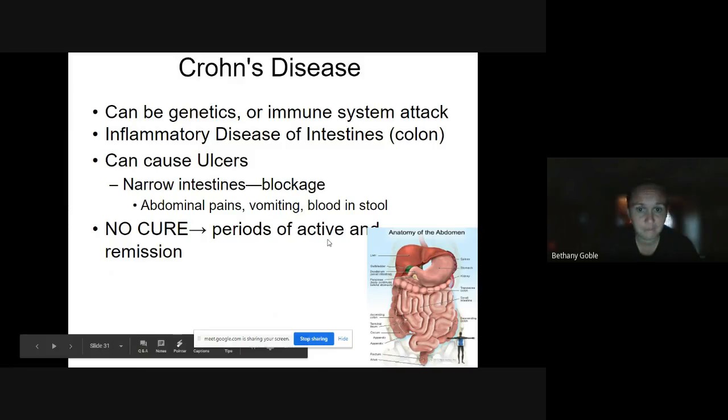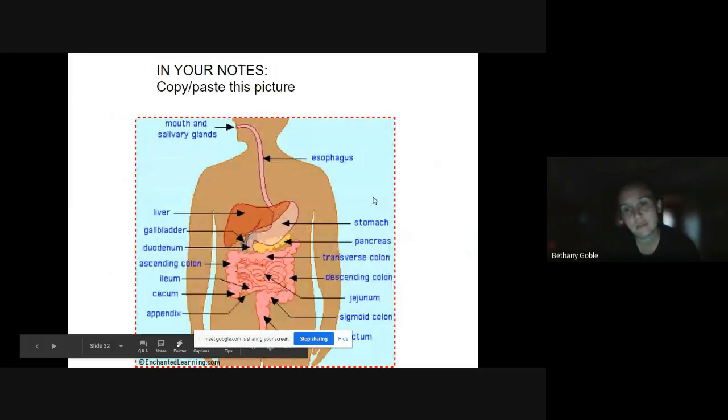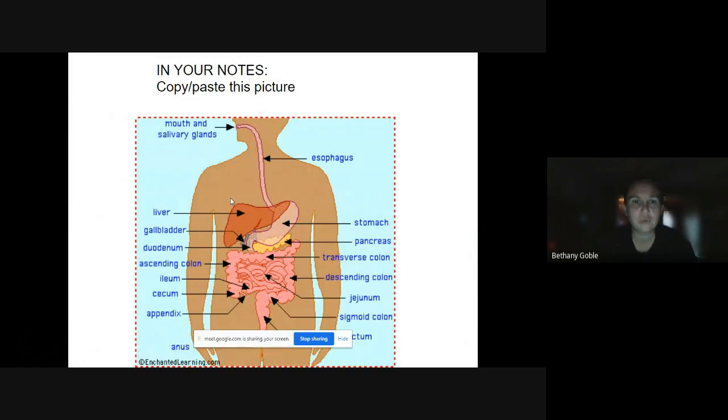All right, last thing I want you guys to do, obviously, because we're on computers, I just want you to copy and paste this picture into your notes. But as you do that, pay attention, because on a test, I might have a picture and I might point and ask, what is this? And I need you to be able to tell me, that's my stomach, that's my liver. Now, see where it says duodenum, ascending colon. You don't need to know all of that.